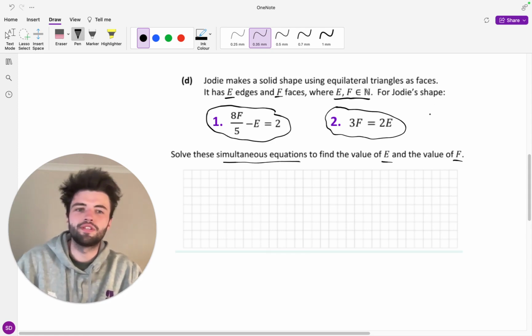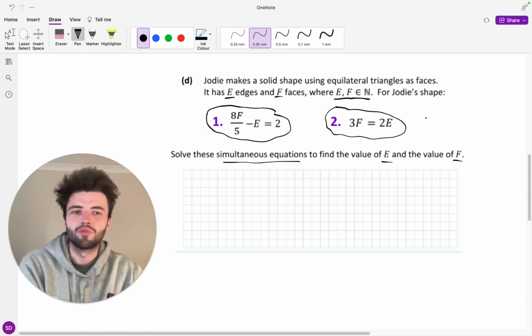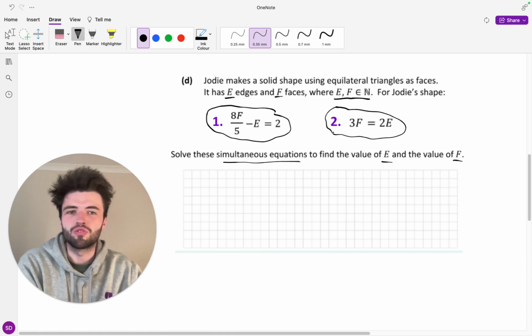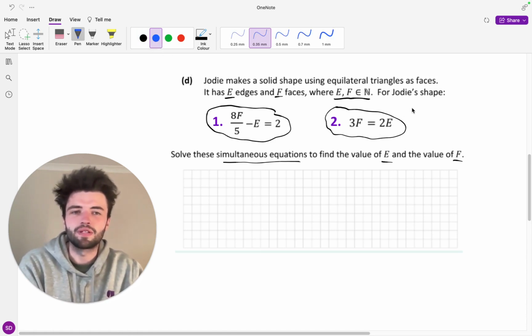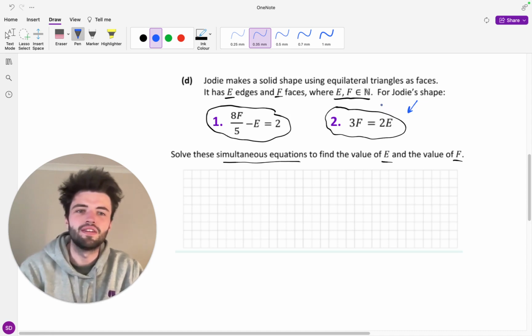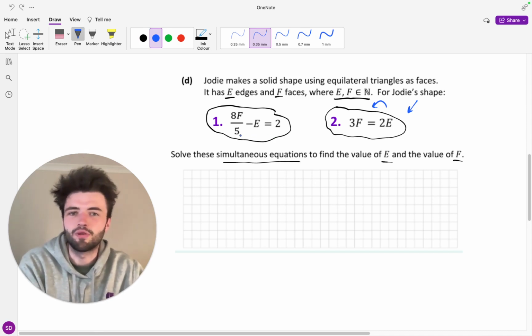So we're given two equations and we're looking for the number of edges and the number of faces she chooses if these two equations are true. And so the very first thing I'm going to do is just get our simultaneous equation over here on the right into a form we like, which is to have everything on the left hand side. So we've got the 3f on the left hand side, but we also want to have our 2e on the left hand side as well. And I'm actually also just going to multiply equation 1 across by 5 to get rid of this 5 on the bottom here. And so we're going to see how that looks in a second as well.